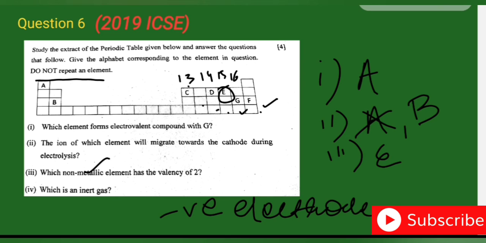Which is an inert gas? Group 18. So F is the inert gas.